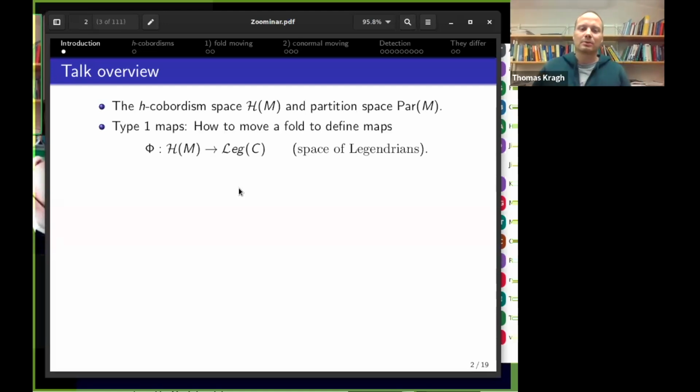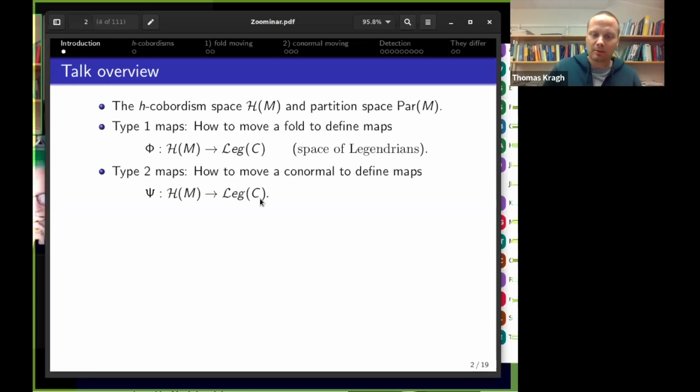Then I'm going to describe a map from this h-cobordism space into the space of Legendrians in some contact manifold. I'm describing this as moving a fold, and this will make sense when you see the construction. Then I'm also going to describe a second type of map, the type 2 maps, which is called moving a conormal, which is also a map into Legendrians in some contact manifold.